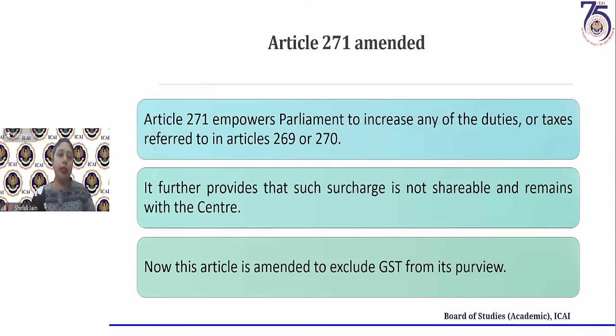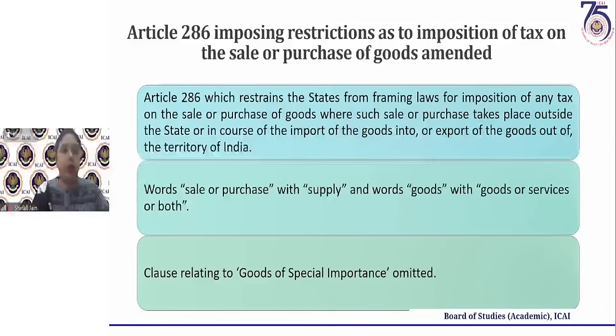Article 271 empowers Parliament to increase any of the duties. So whatever duties, suppose it feels that yes, there is a need to increase a particular duty, a particular tax, which has been referred to in specific articles, Article 269 and 270. But this article has been amended to exclude GST from its purview. So Article 271 cannot increase the duties or taxes which are called goods and services tax, because otherwise it would have become applicable on GST, but the lawmakers did not want this article to be extended to GST. So that has been specifically excluded from 271.